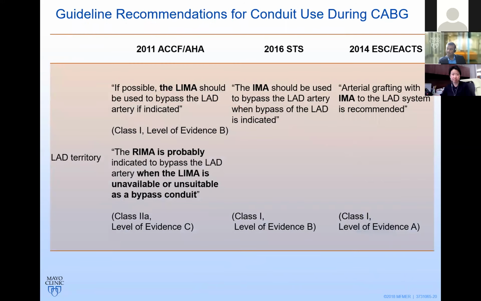This led to guidelines being published, which said that the left internal mammary artery, or LIMA, should be used to bypass the LAD whenever indicated. It was all class 1 recommendations. The American Heart Association also suggested that if the left internal mammary artery is damaged, then you can potentially use the right one too.